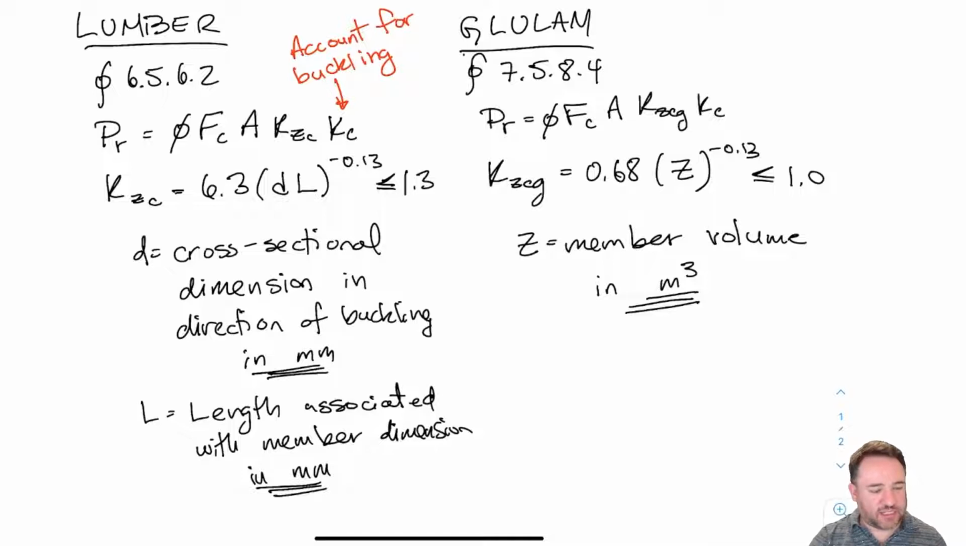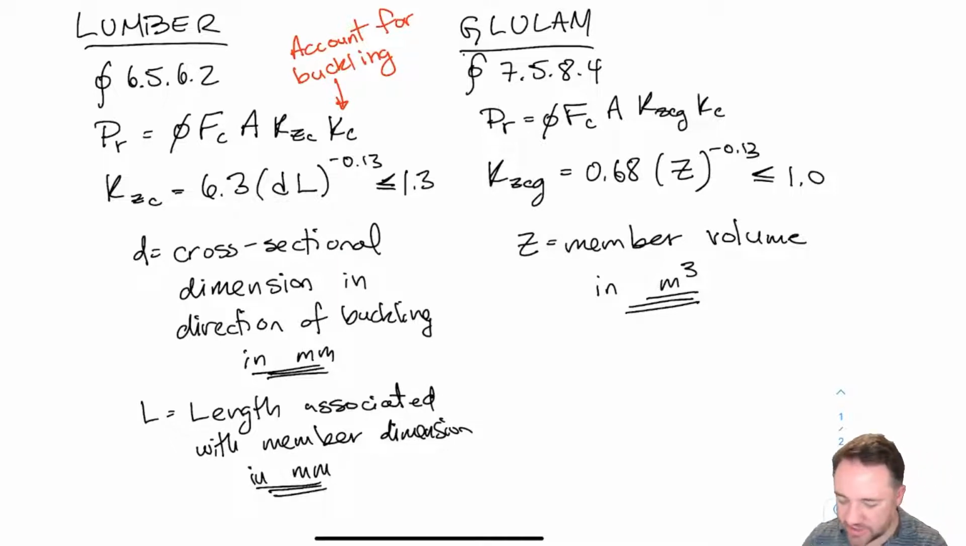So for the glulam size effect factor, it has the same kind of thing where the size effect is capped off at 1.0. So that means if you get something out of that equation that's greater than 1.0, you just say, nope, we're capping it off at 1. And then you just use KZG equal to 1.